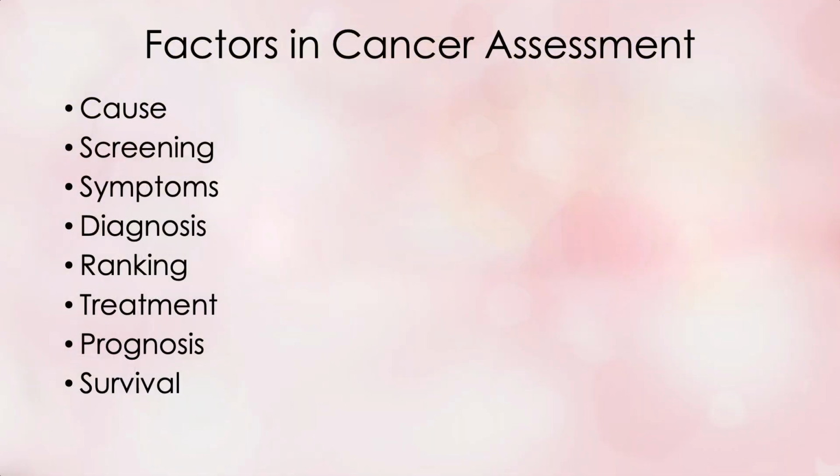So let's start by delineating all the things that transpire when cancer develops. They include all the following: cause, screening, symptoms, diagnosis, ranking, treatment, prognosis, and survival. And since these steps typically occur in a specific order, I think the best way to address them is to do so in a timeline. I just love timelines. They help you see so much more than just a simple list. So if we were to create a timeline of these factors in cancer assessment, it would look like this.